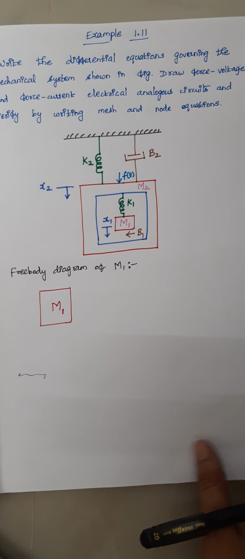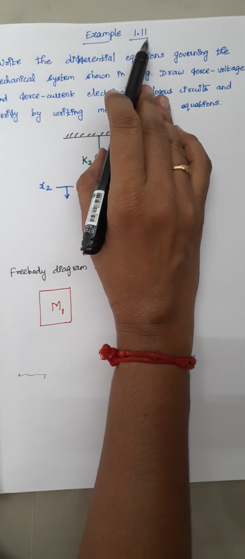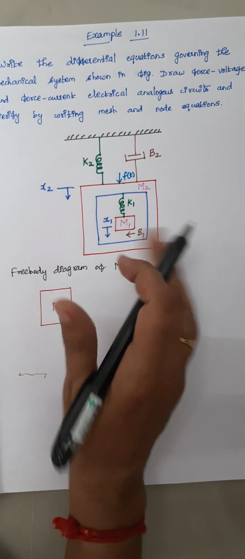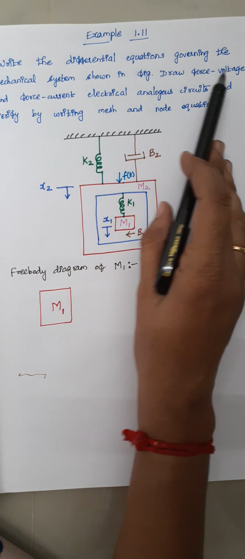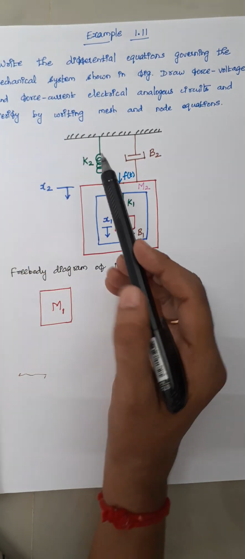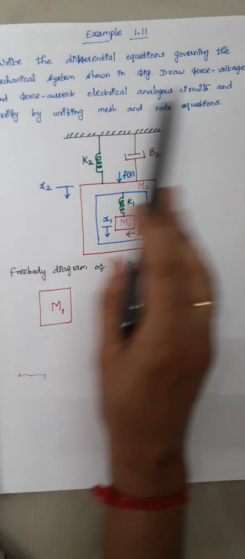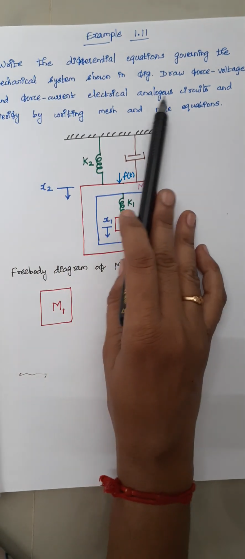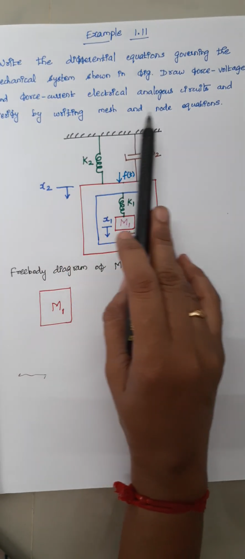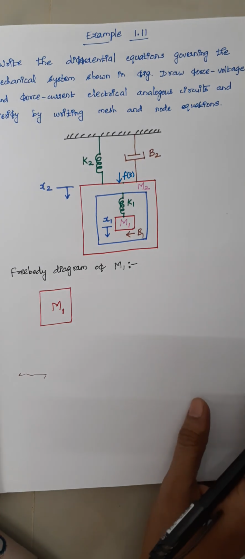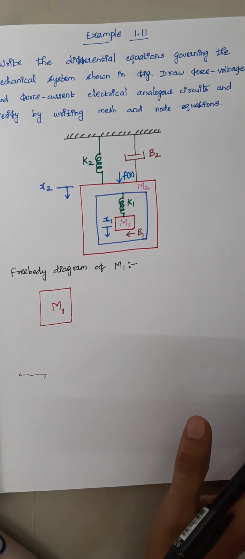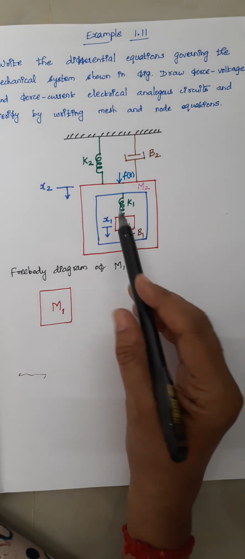Today we are going to solve example 1.11. The problem is: write the differential equations governing the mechanical system shown in the figure, draw the force-voltage and force-current circuits, and verify by writing mesh and nodal equations. So our first step is to draw the free body diagram of the masses present here.